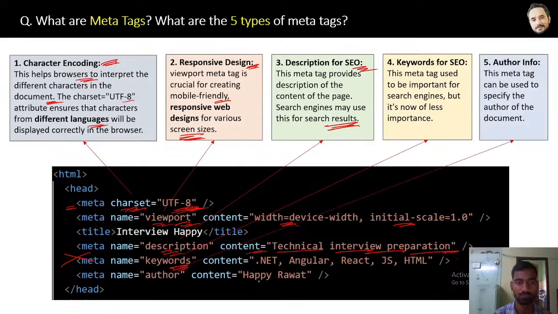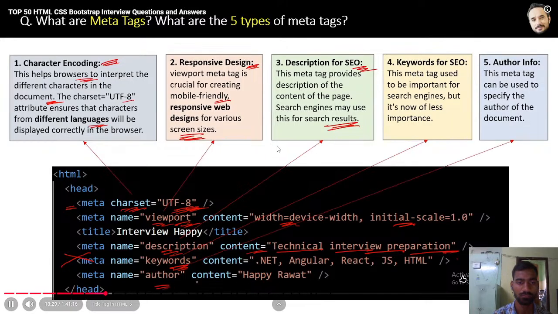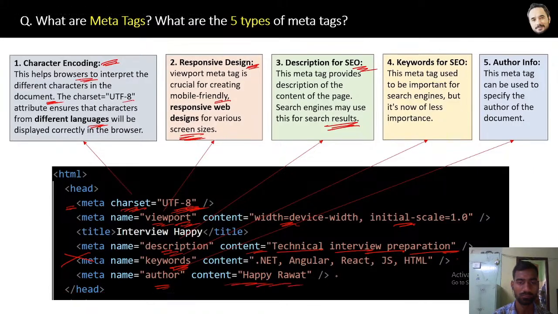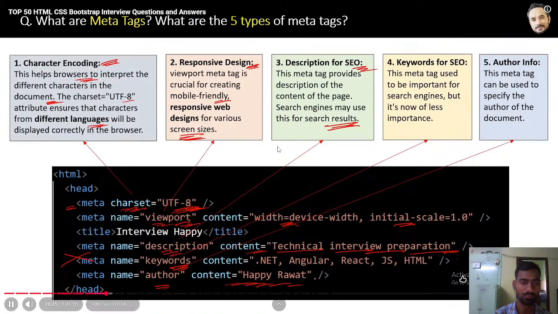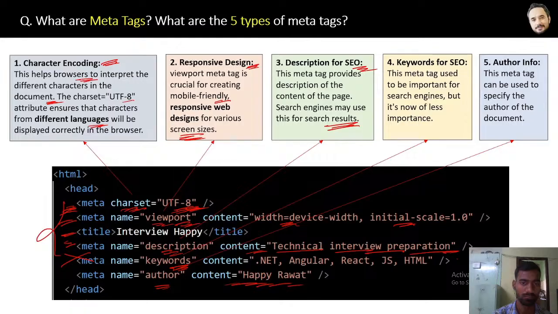Then the last meta tag is author info. Again, it's very optional, just to specify the author of the document. This keywords and author are optional, but the first ones, the description, the viewport and the charset, those are very important. Okay, all right, that's the brief overview of the meta tags.